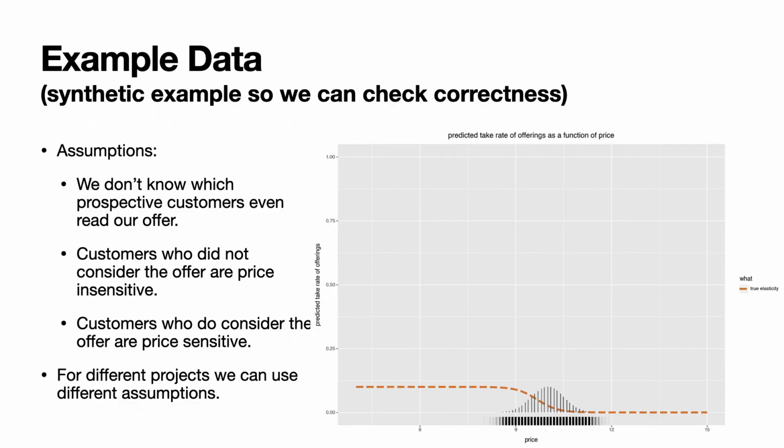Here's our example data. It's synthetic data, so we know what's right and wrong. The x-axis is the price we're offering. The vertical strokes are called a rug, and the histogram over them shows the prices we ran our price experiment at, where we sent out many offers at prices around 10 euros. Now, we don't know which customers even read our offer, but when we generated the data, we said that only 10% even consider the offer. And then they have this logistic style curve where more people take the offer at lower prices and fewer at higher prices. And because of this only 10% opening rate, this curve never exceeds 10%.